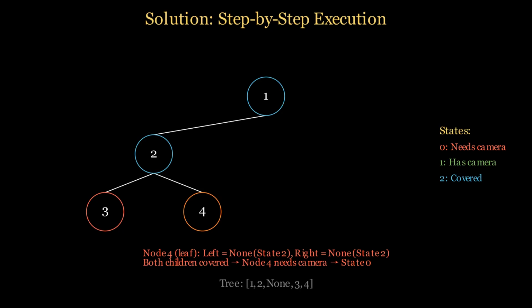At node 4, which is a leaf node. Its left child is none, which returns state 2, covered. Its right child is also none, which returns state 2, covered. Since both children return state 2, this leaf node needs a camera, so it returns state 0, needs camera.